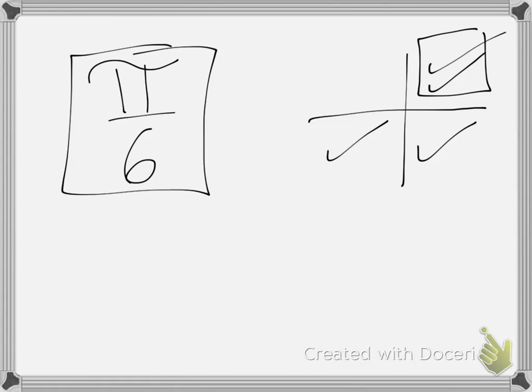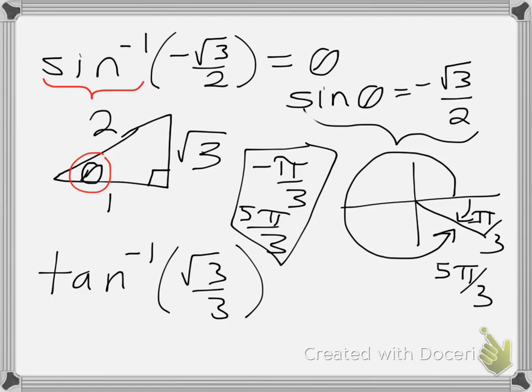So these are two examples of how we can use inverse sine, cosine, etcetera, to find exact values of inverse functions.